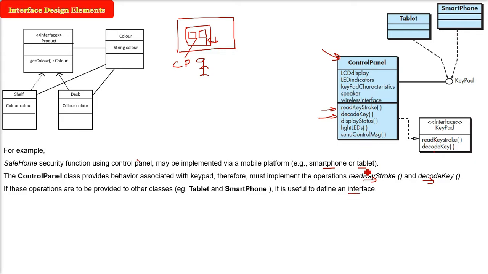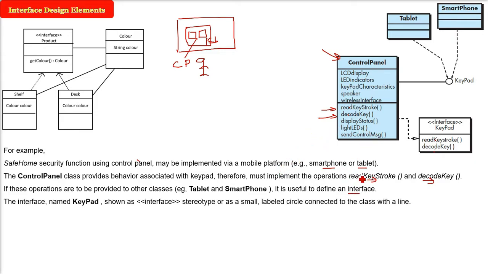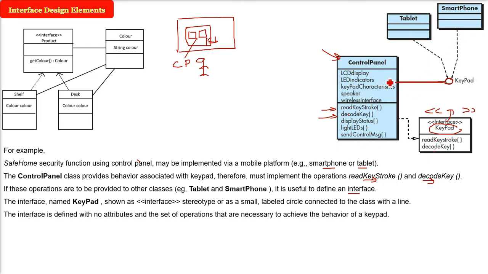If these operations are to be provided to other classes, it is useful to define an interface. So here you see a keypad is there, shown properly as an interface. It can even be shown by a small labeled circle connected to the class with a line. So this is a bubble. You can show it like that also. So I am suggesting that the keypad is already there, so it has to implement these two functions. And tablet and smartphone also have to have it and implement it in their own way.